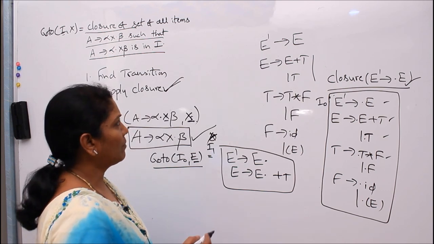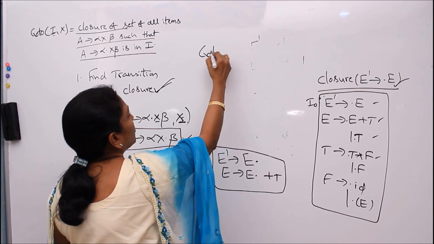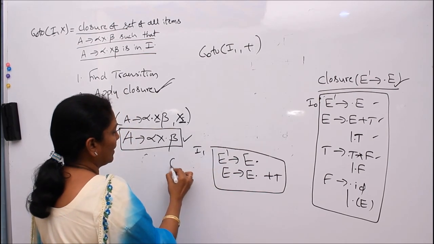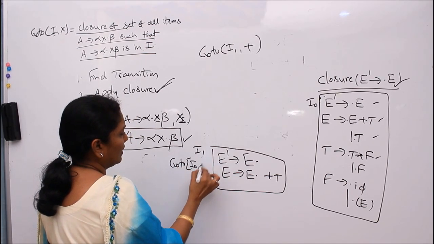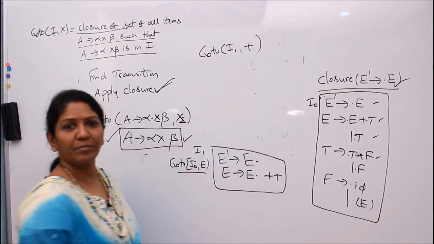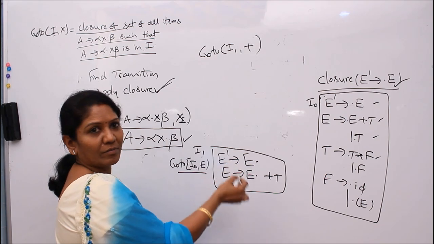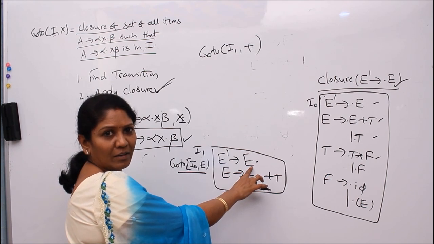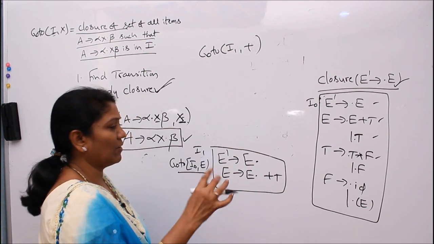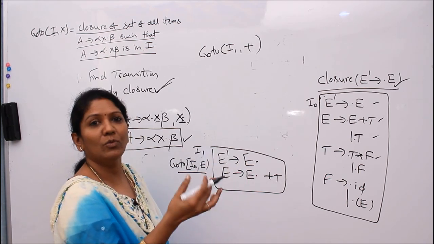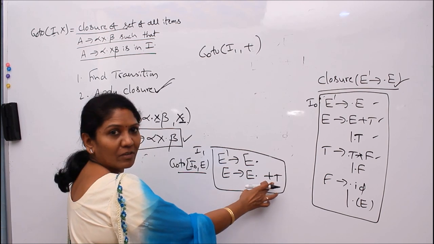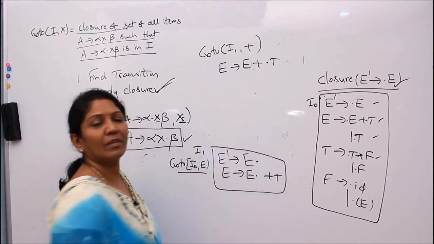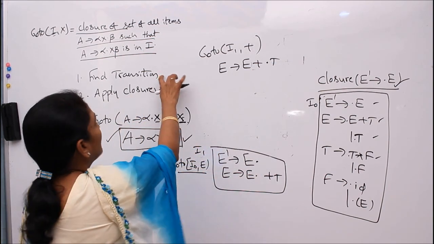Okay. Now let me find out what is goto of I1 on plus. We have seen goto of I naught on E, a non-terminal. Now let us take a terminal. So this is your I1. Grammar symbol is plus. So what will be the change on seeing plus here? Here you have a final item, so there will not be any change. It will not produce any new item. Whereas here it is matching. So whenever it is matching, you get a new item as E to E plus dot T. This is the result of finding the transition.